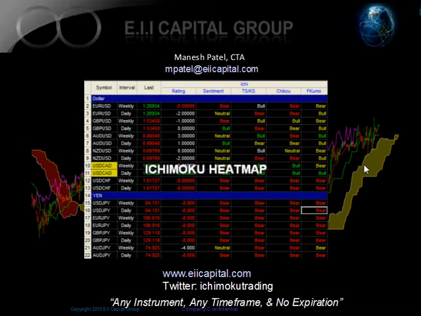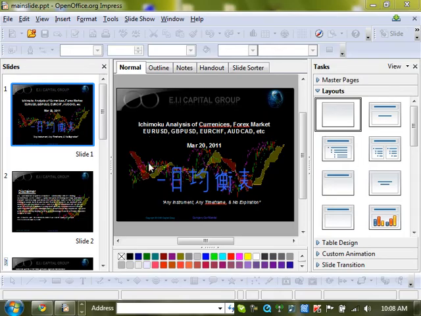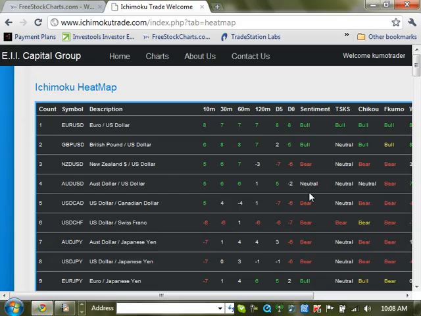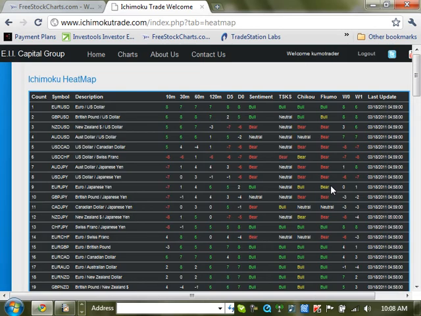Okay? We've got a lot to cover, so let's begin by going to the Ichimoku Heat Map. Remember, the way the heat map works is we have a rating system from -8 to 8, where we're looking for bullish scenarios of 5 to 8, with 8 being extreme bullish, and bearish scenarios from -5 to -8, where -8 is extreme bearish.